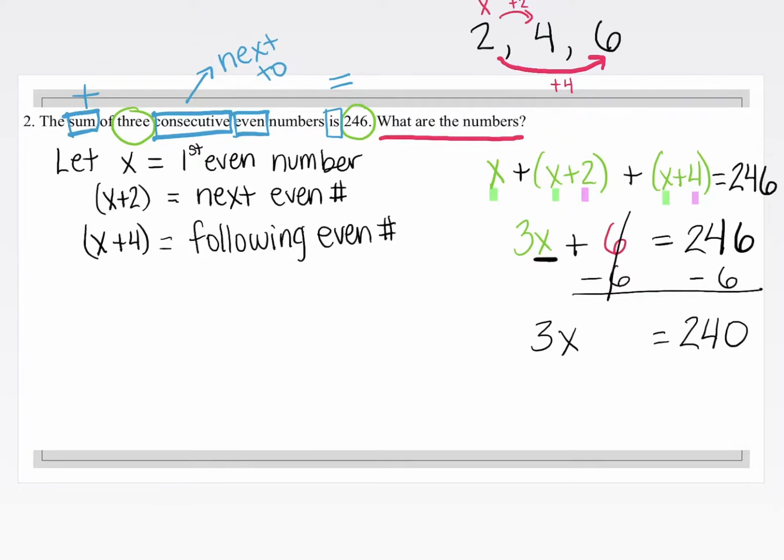This is really 3 times x. So in order to undo this multiplication, the inverse is division. So here we're going to use the division property of equality and divide both sides by 3. On the left-hand side, the 3's reduce to 1, or just 1x, also known as just x. On the right-hand side, we have 240 divided by 3. This gives us 80. But wait, we're not done yet. This just tells us what the first even number is.